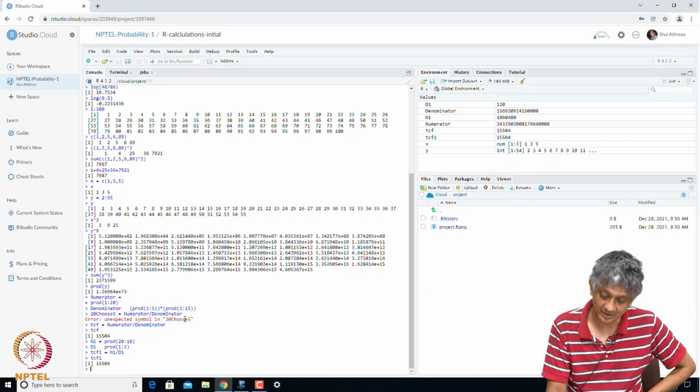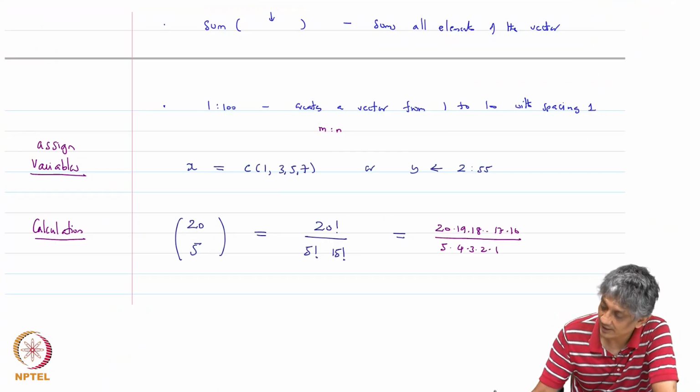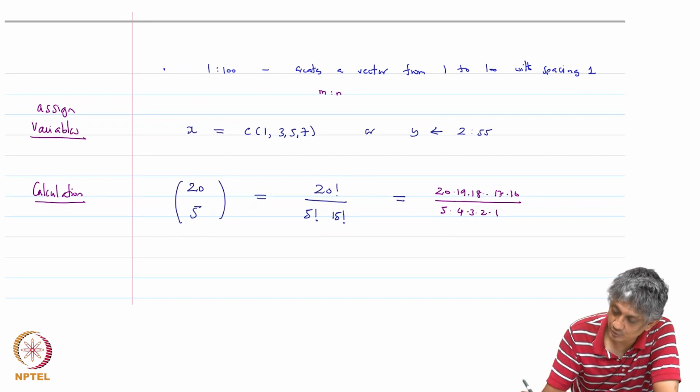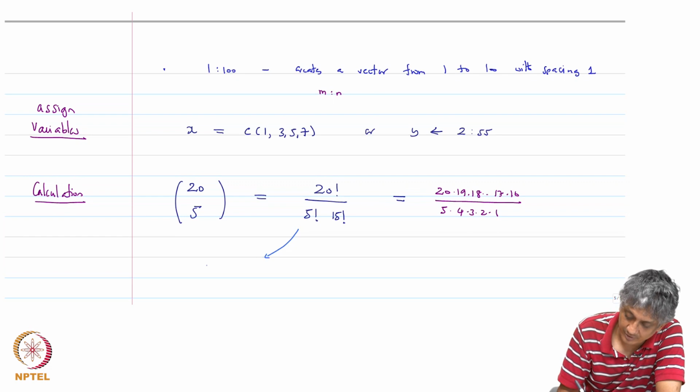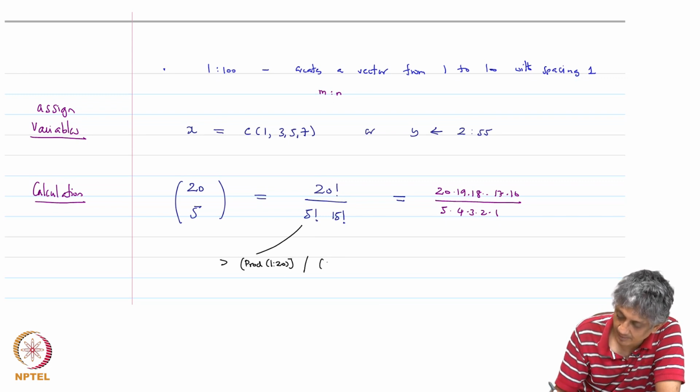So this is one way of doing it. One way to do this whole calculation, like we said, was to do this in R. So in R, what you do is prod of 1 to 20, that's the numerator, and the whole thing divided by prod of 1 to 5 star prod of 1 to 15. That's one way of doing it.